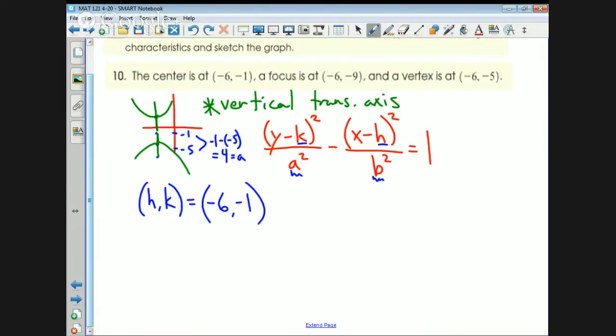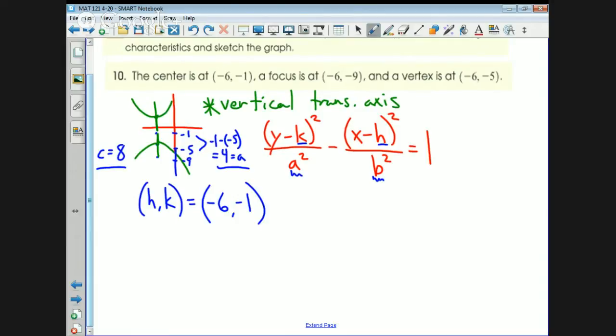Find b. Well, they didn't give me anything about the left and right from center. They gave me nothing about that, in fact. But they did give me a focus. And if I have a and I have a focus, I can use that relationship in hyperbolas that a squared plus b squared has to equal c squared in order to get the b out of that. So let's figure out how far away the focus was from the center, and that'll give me my c. So down here at -9. Well, -1 to -9 is going to be 8 units. So c is equal to 8.